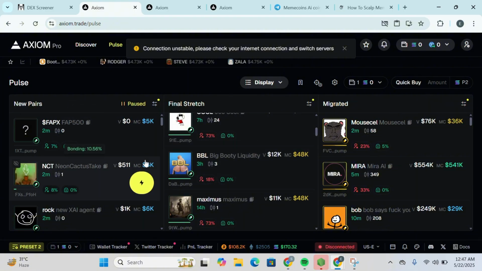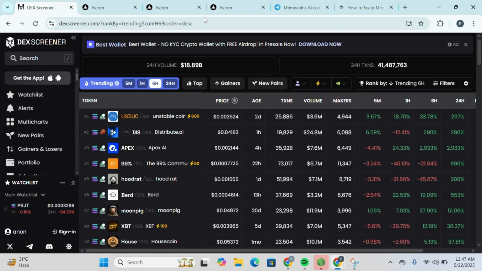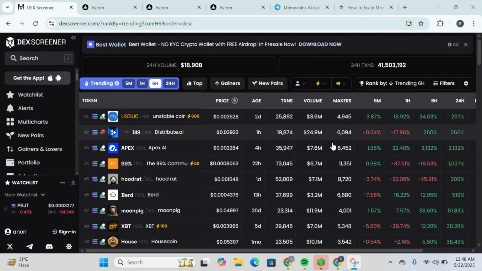So now the question is how you can find meme coins. You've gotten the right tools, you've gotten the right strategies, but how do you actually find the meme coins? Here's how I find meme coins before the pump. First of all, you're going to head over to your Dex Screener. Then you've got to filter the tokens that are less than 24 hours old.